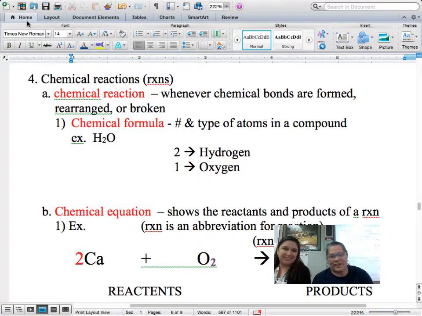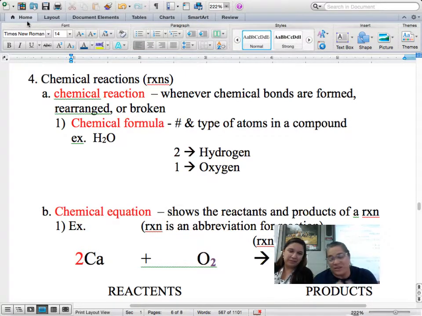Okay. Hi. Hola. So today we're going to talk about chemical reactions. A chemical reaction is whenever we form bonds or change bonds, rearrange them, or break them between atoms.